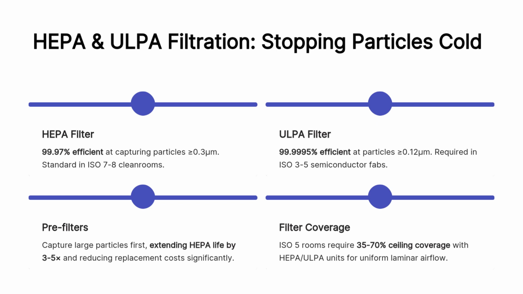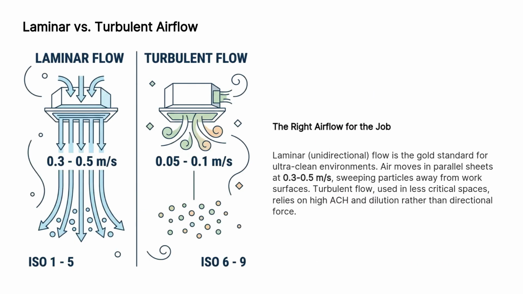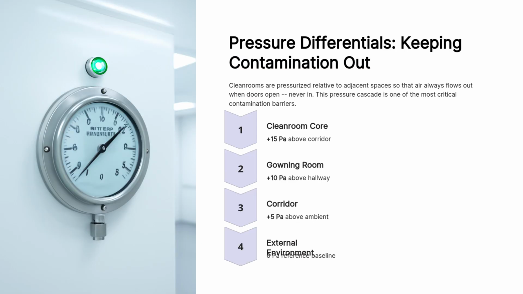International Organization for Standardization 5 rooms need 35 to 70% ceiling coverage with high-efficiency particulate air, ultra-low penetration air units for uniform airflow. Laminar airflow is essential for ultra-clean environments, moving air in parallel sheets at 0.3 to 0.5 meters per second to sweep particles away. In contrast, turbulent airflow is used in less critical spaces, focusing on high air changes per hour and dilution rather than directional force. Cleanrooms maintain pressure differentials to prevent contamination.